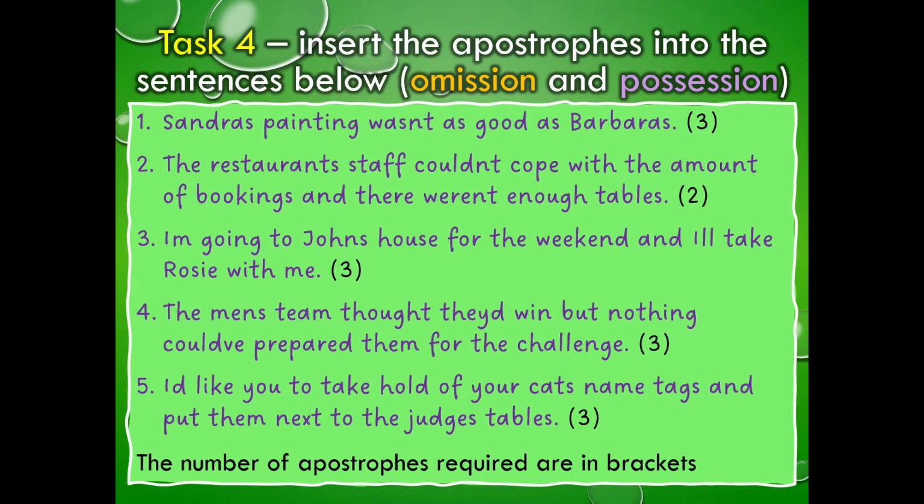Task 4. Consolidation. Insert the apostrophes into the sentences below. These apostrophes could be apostrophes for omission or apostrophes for possession. At the end of each sentence, I have put the number of apostrophes that we require in brackets. So for number 1, there are 3 apostrophes missing. For number 2, there are 2 apostrophes missing. Pause this video to have a go before I reveal the answers.